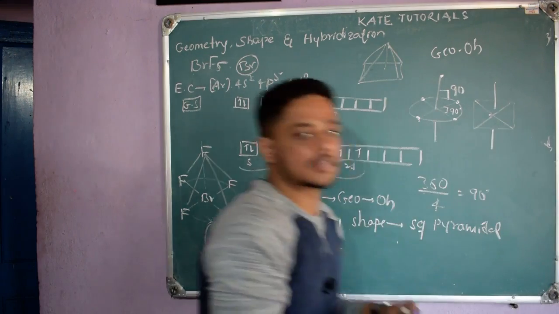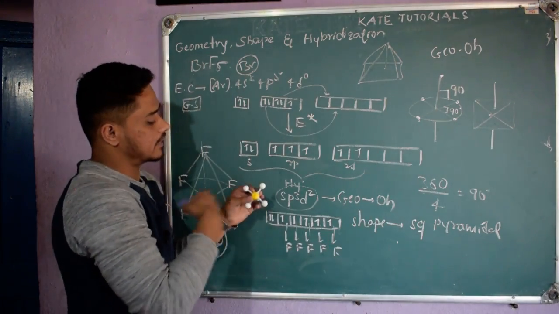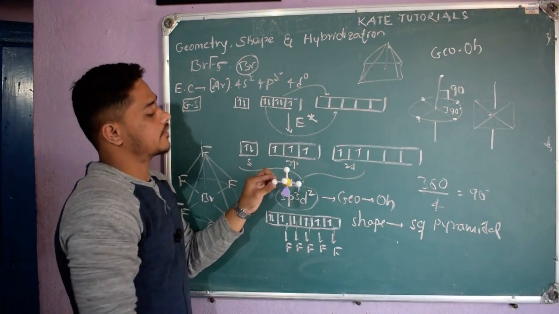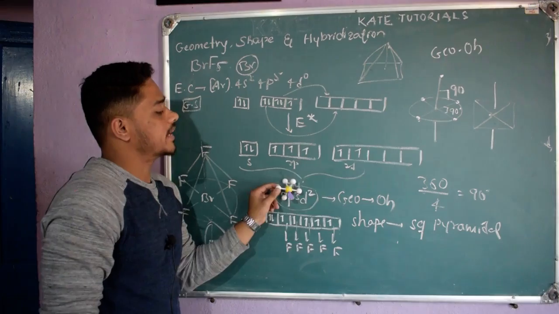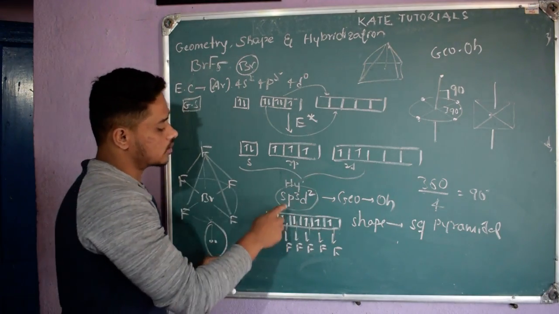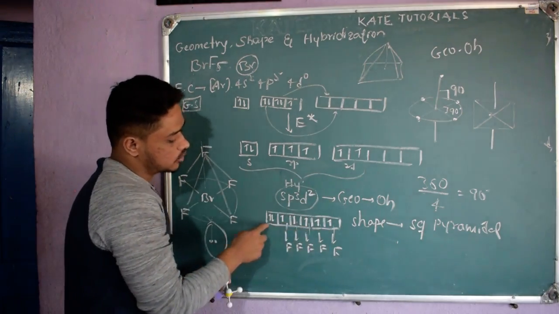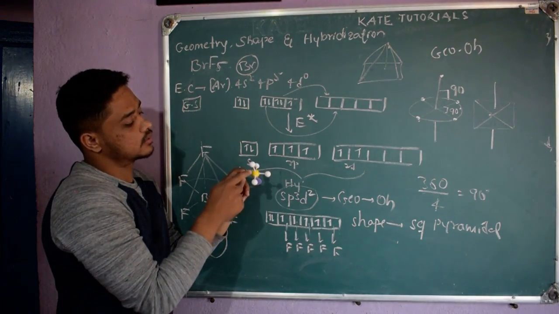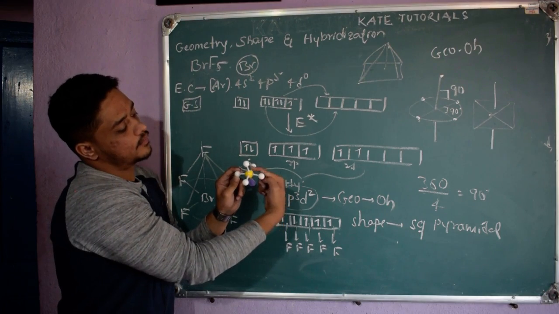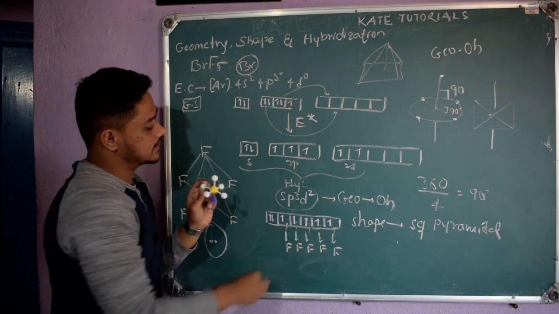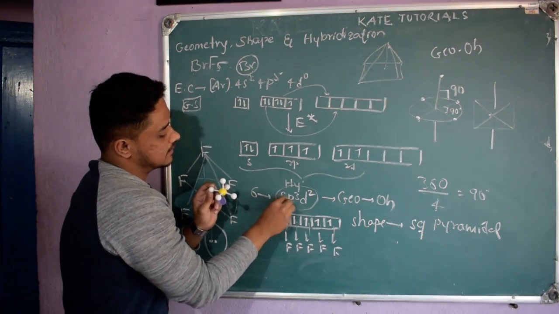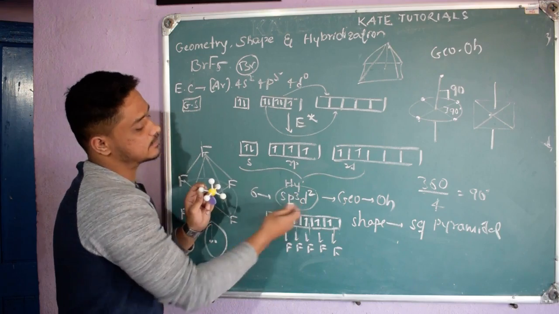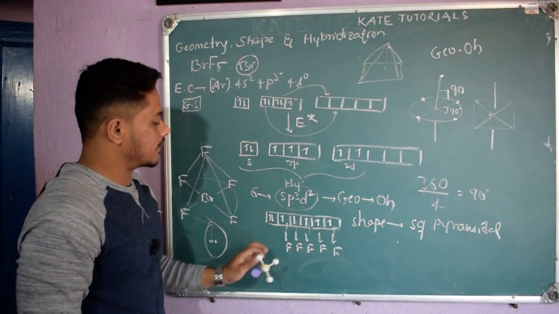If I want to show these as lone pairs, I can fix them here, right? And if I want to tell the hybridization or geometry, I told you we should count the sigma bonds and also the lone pair. So I should count the lone pair and sigma bonds: 1, 2, 3, 4, 5 and 6. So 6 means one s, three p, and two d, which is sp3d2.